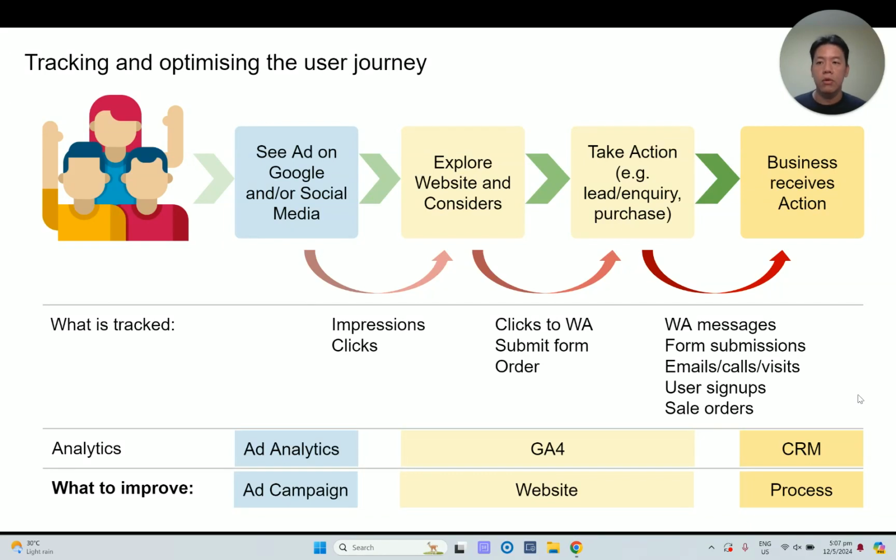Okay, so today we are going to talk about tracking and optimizing the user journey to see how you can best understand where traffic and conversion to your website and to your marketing goals may be further improved, depending on where you are looking at the whole journey.